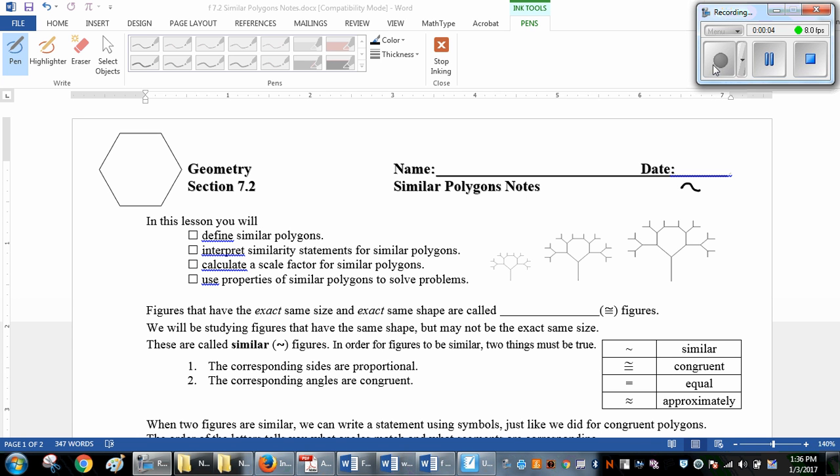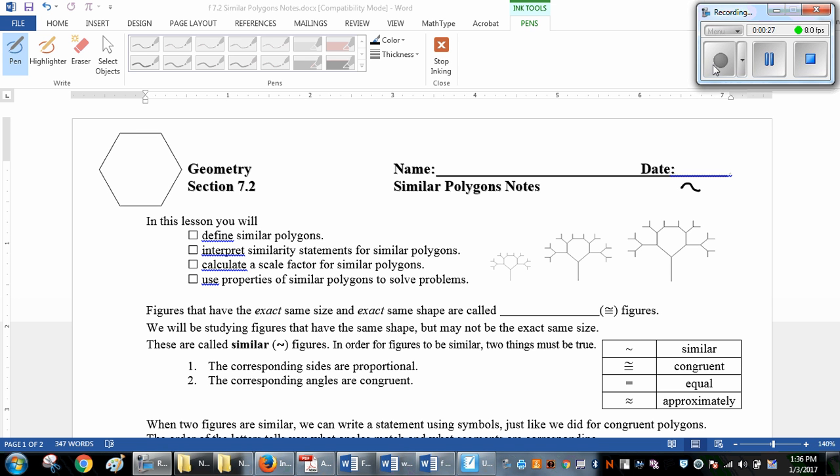This is section 7.2. In this lesson, we will define similar polygons, interpret similarity statements, calculate a scale factor for similar polygons, and use properties of similar polygons to solve problems. We're going to get into a lot here, and it's really important you understand the basics. So let's start here. Read along with me. Don't just gloss over this. Make sure this makes sense to you. Some definitions and some symbols here.